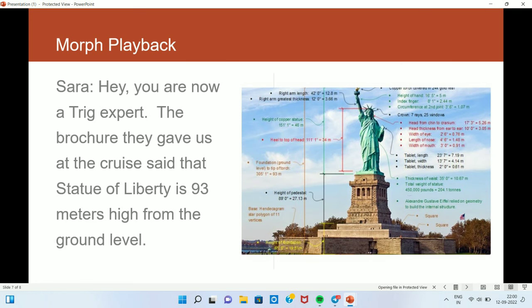Now we are moving to the next slide, where we discuss the final result. Hey Sarah, you are now a trigonometry expert. The boat guide said that the Statue of Liberty is 93 meters high from the ground level.